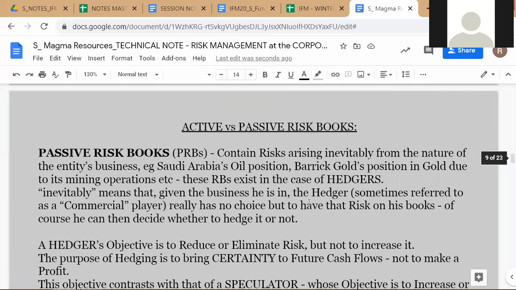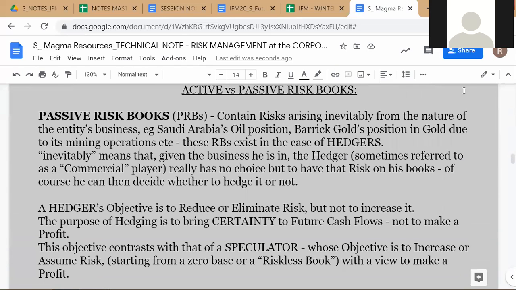Okay. So now here's a further classification that I have. So Sachin, I'm lowering your hand. Okay. All right.